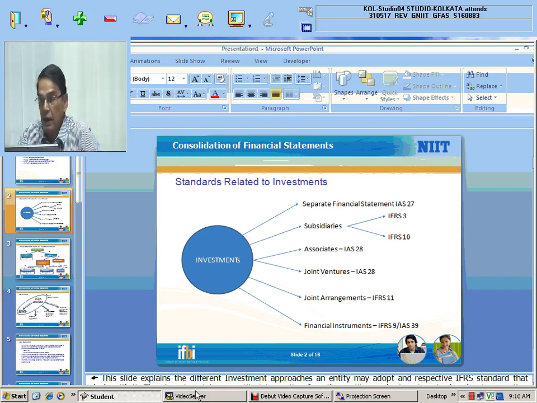So basically, investment by an entity in other entities have to be categorized into different types. So based on the categorization, it has to be recognized as either in an associate or in a joint venture or in a subsidiary, and based on that categorization, the applicable guidance will be there.